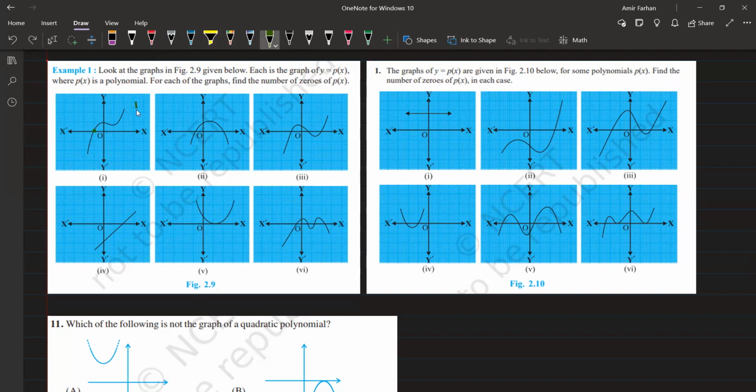Clear? Next question, please answer. How many zeros will be there? 2, sir. 2 by Ifra. What about you, Gianna? 2. Very good. So both of you got the correct one. Two intersection points are there, you can see. So it would be 2.